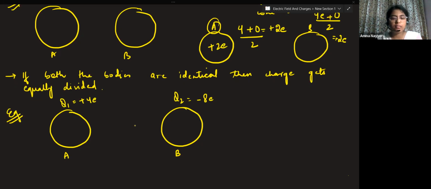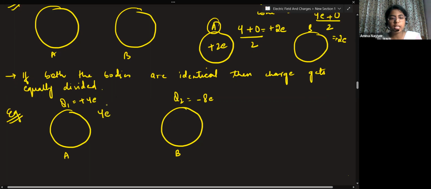If you take out the average, this will be plus 4E from A, that is the Q1 charge, and minus 8E from B, then divide it by 2. Similarly for B, it will be plus 4E from Q1 and minus 8E from Q2, divided by 2. So this is minus 2E and this is also minus 2E.